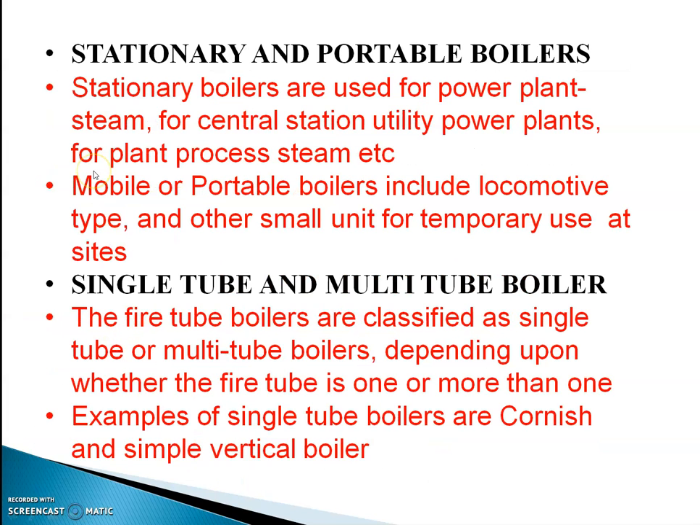Boilers are of stationary type or portable type. Stationary boilers are used for major power plants to produce steam for central stations and utility power plants, for plant process steam, etc. Mobile or portable boilers: the mobile boiler is nothing but a locomotive engine or marine application. Portable boilers include locomotive type and other small units for temporary use at sites.